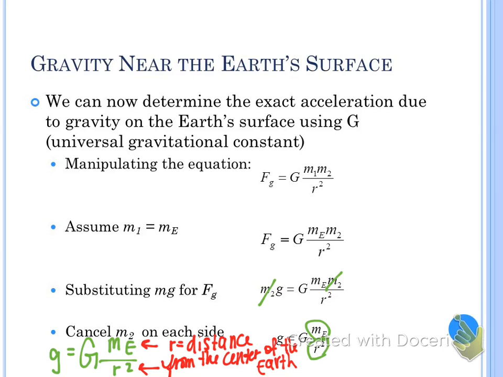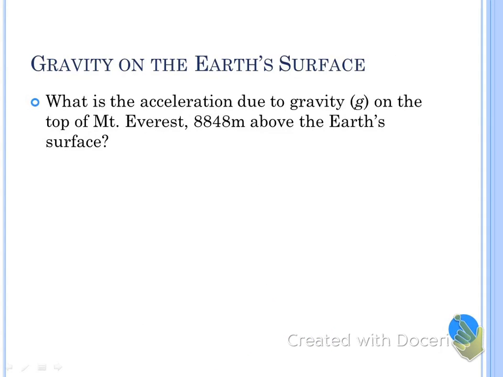Distance from the center of the Earth. I know I'm going to say it over and over again, but it's very important. The radius is the distance from the center of the Earth to that object. So you might have to add to it the radius of the Earth if you're given a certain distance above the Earth's surface. So let's go ahead and try one here.